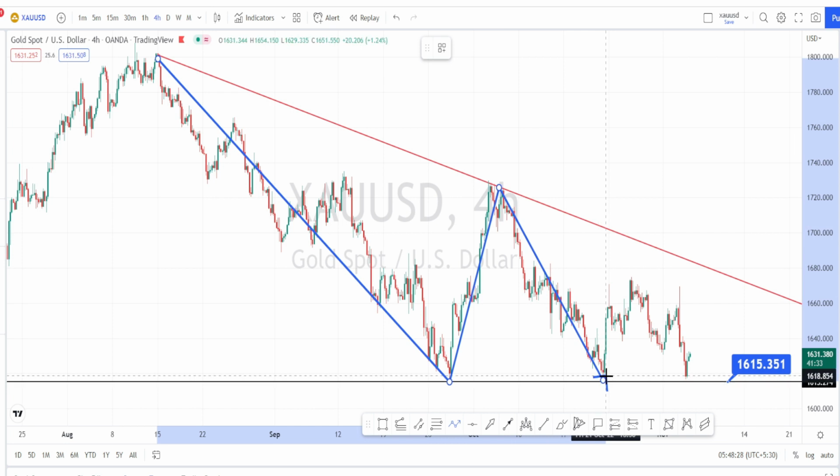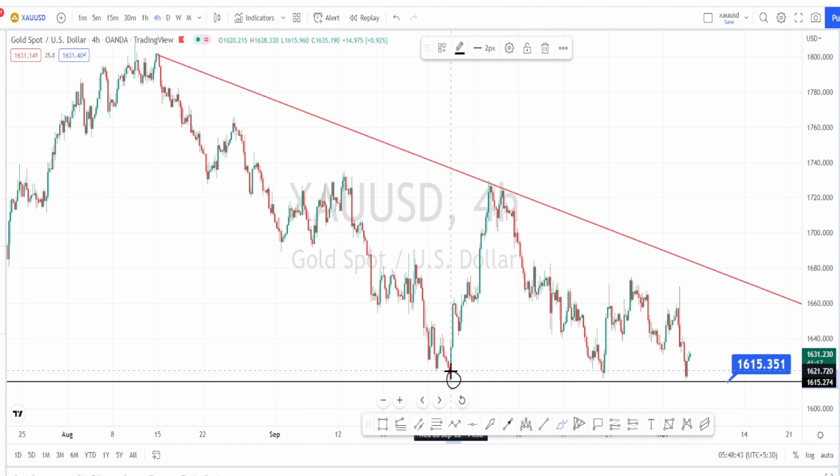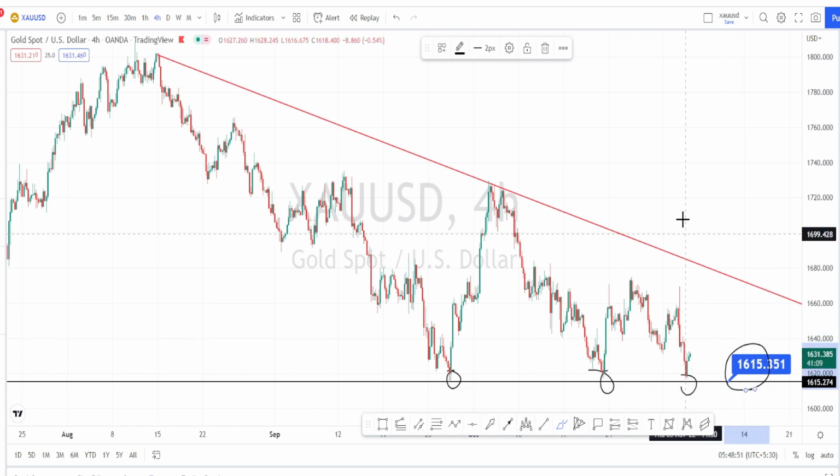It has tested again, and on the third time also it has come near to this support level, and currently we are noticing the price action bounce back on the bullish side retracement. So based on the past price action, we can understand that this level is acting as a very strong support for the current price action.